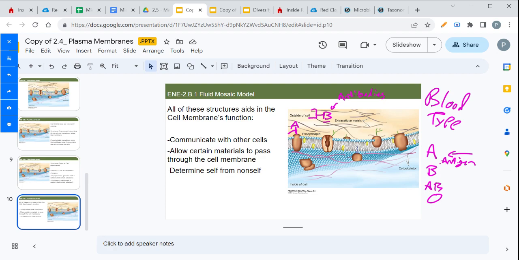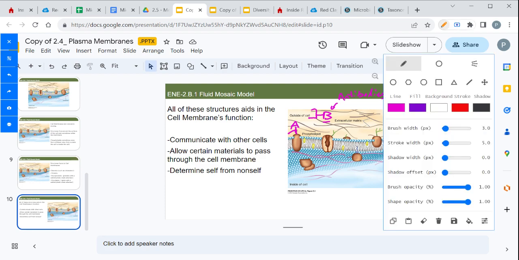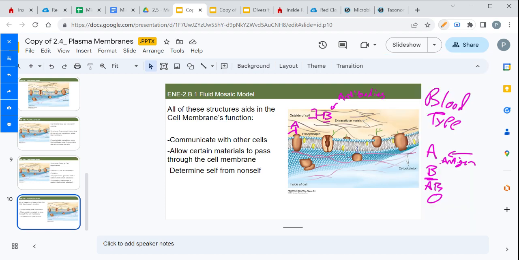But let's say I gave my A blood to somebody who had the B blood. I'll do this in a different color so you can keep track of what's happening. If I did this with the B blood right here, this antibody would attack that antigen, and that's cellular communication. It allows the body to realize, hey, this is something that's foreign to my body, I'm going to go ahead and attack it.